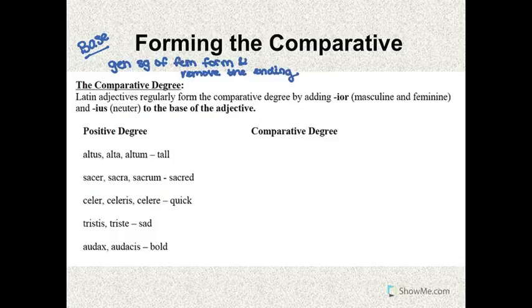Okay, so to form the comparative degree, Latin adjectives regularly form the comparative by adding IOR or EOR to create a masculine or feminine adjective, and IUS or EUS to create a neuter adjective to the base. So let's take altus, alta, altum, which means tall, where our base is going to be alt. To create the masculine and feminine adjective, we're going to create altior by adding the IOR. And to create the neuter, we're going to have altius by adding IUS. And this will mean taller.